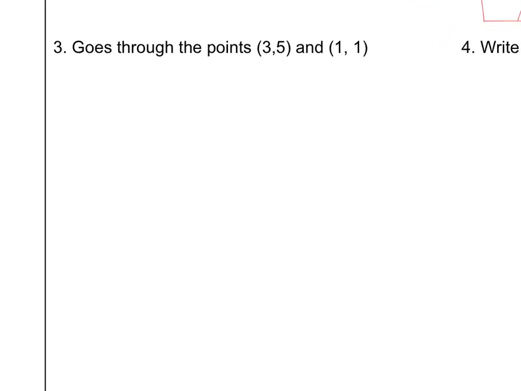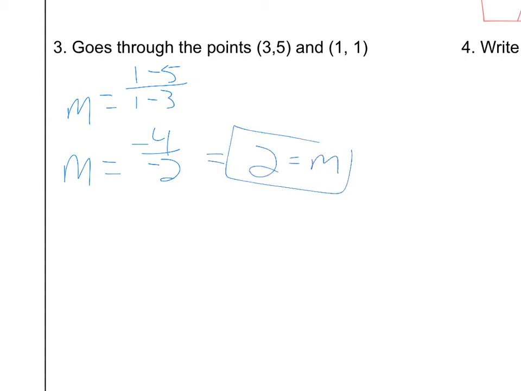So I'll use my slope formula, the change in y, so 1 minus 5, y2 minus y1, over the change in x, x2 minus x1. If we simplify, I get negative 4 over negative 2. Well, that just equals a positive 2. So my slope is positive 2.